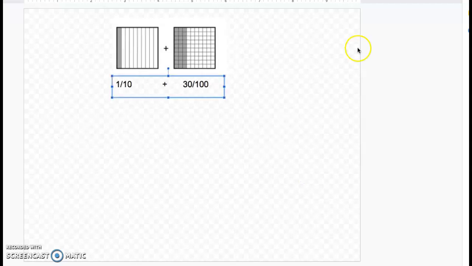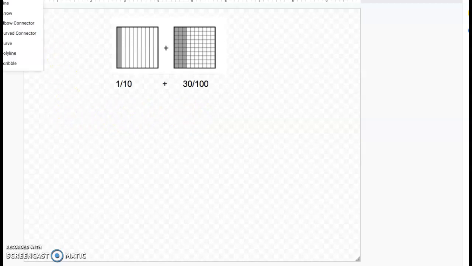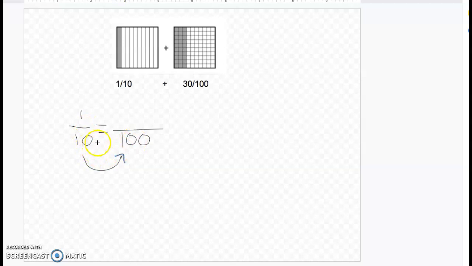Let's take a look at another one. Here we have 1/10 plus 30 hundredths. We need to have the same denominator. So we're going to take this 1/10, this 1 dime, and create an equivalent fraction with a 100 at the bottom. Okay, well, how many pennies would that be? You can think of it that way. But ask yourself, how did the 10 become 100? Did I multiply or divide?